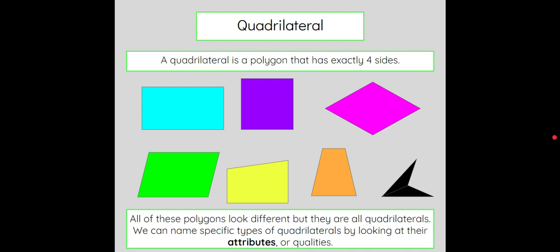Next vocabulary word is an important one that you'll be hearing throughout this module. Quadrilateral. A quadrilateral is a polygon that has exactly 4 sides. So all of the pictures that you see on this slide show quadrilaterals, and they're really different from each other. Because of that, we're going to look at specific attributes or qualities of these quadrilaterals to try to sort them out.